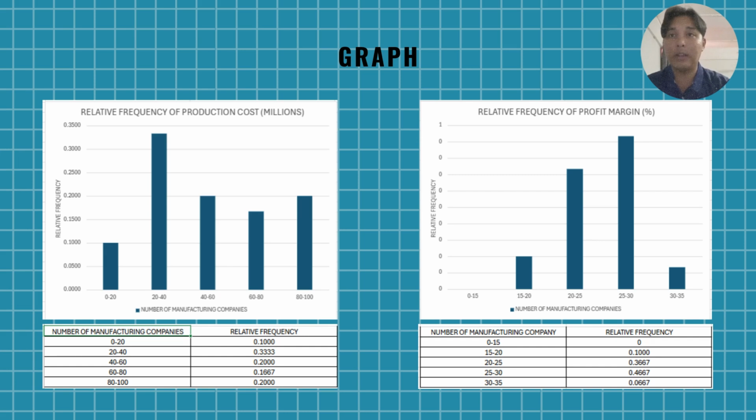As we can see at the production cost graph, the highest data that we get is at 20 until 40, which is the relative frequency is 0.333, and the relative frequency for profit margin, the highest at 25 until 30, and the lowest are 0 at 0 until 15 companies.